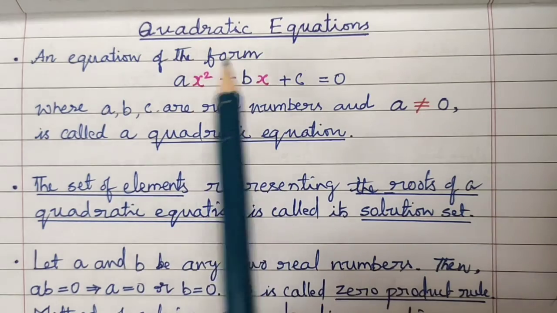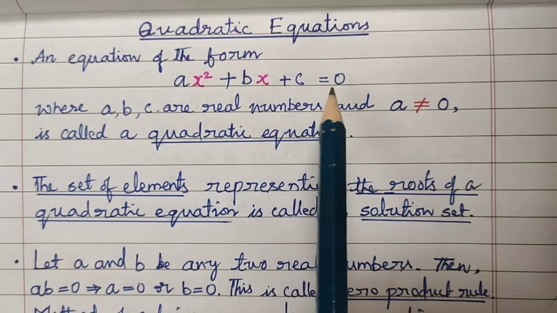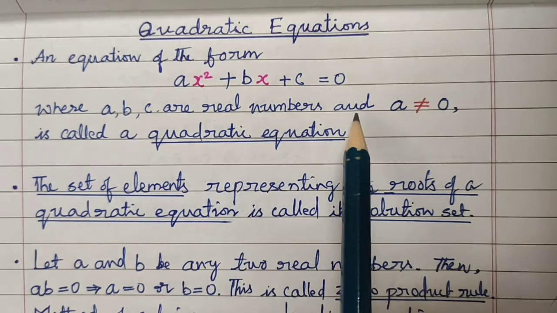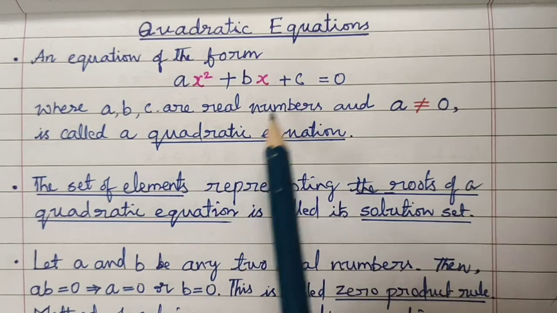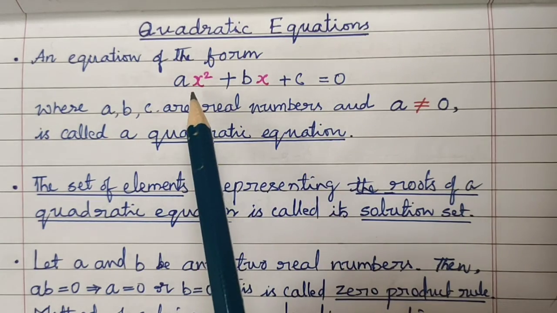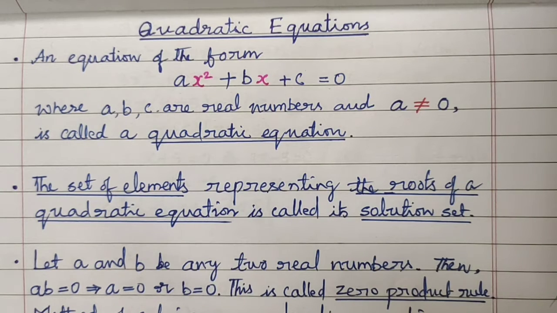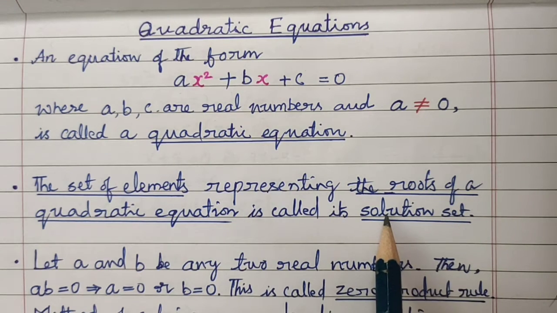Quadratic equations. An equation of the form ax² + bx + c = 0, where a, b, c are real numbers and a is not equal to 0, is called a quadratic equation. The set of elements representing the roots of a quadratic equation is called its solution set.